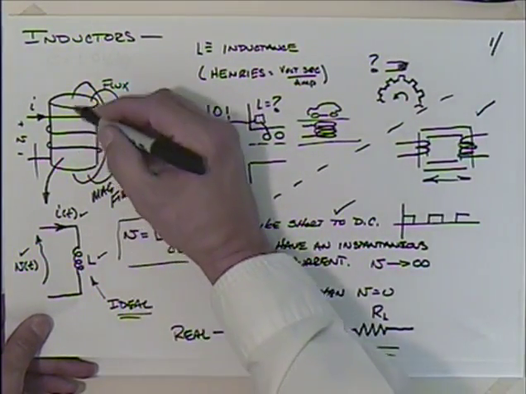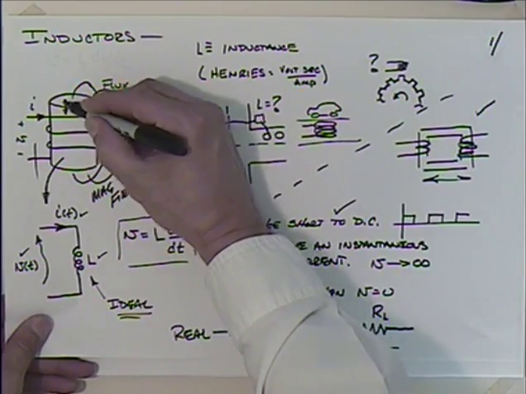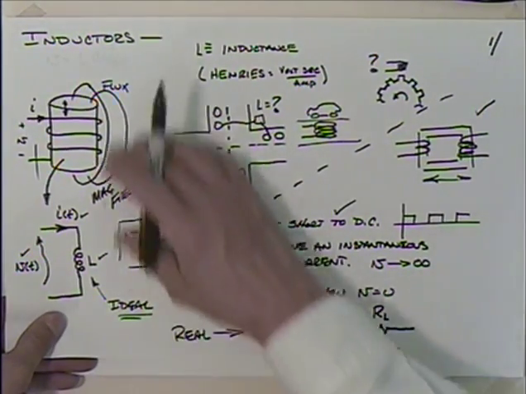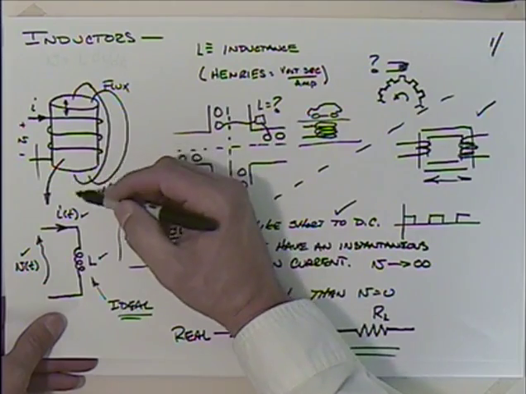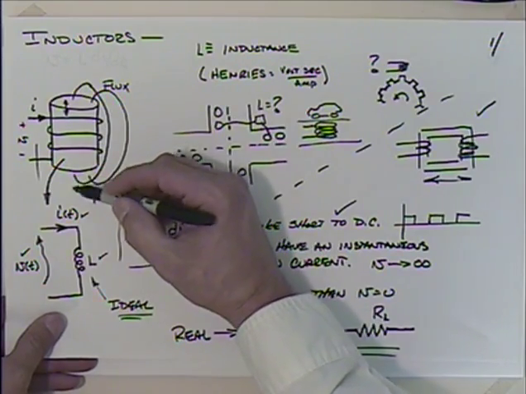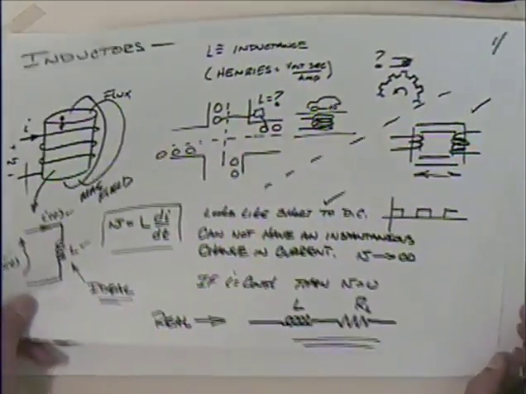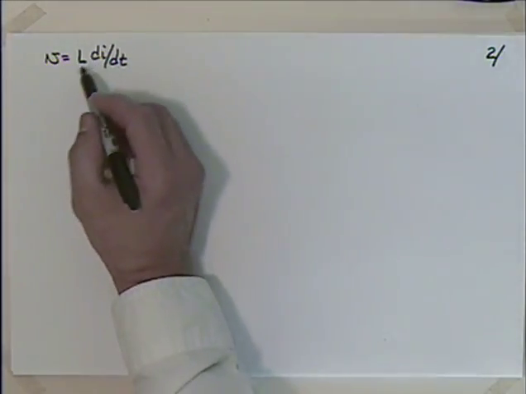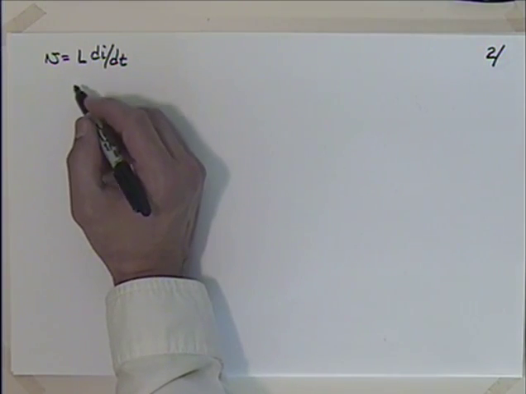Or you can slip the core. If you move the core up and down in this, that's going to change the inductance. And sometimes when you adjust a welder, it feels like something heavy is moving in there, and that's exactly what's happening as you're moving the core inside the welder. So L can change with time, but we're gonna figure that it's constant.